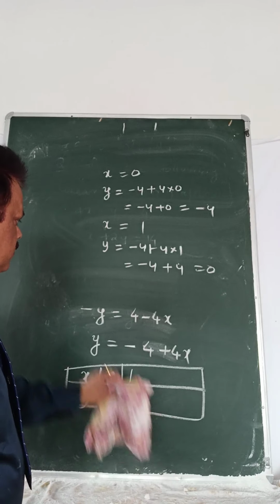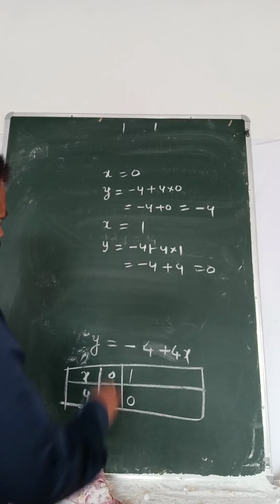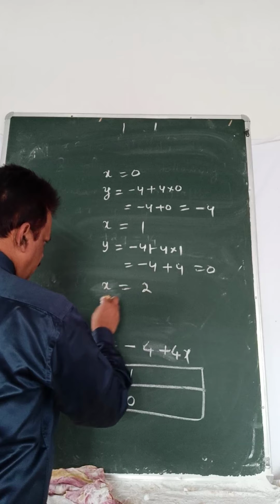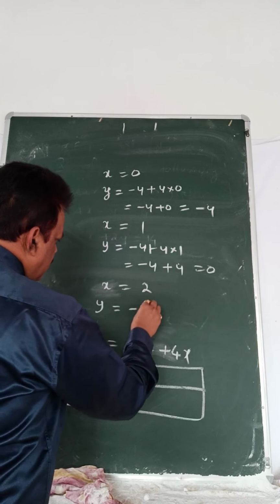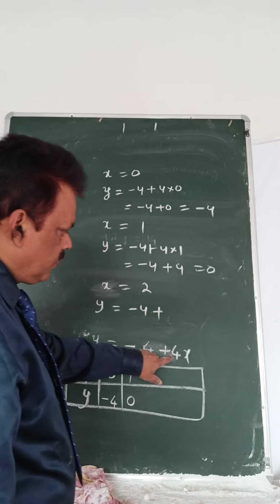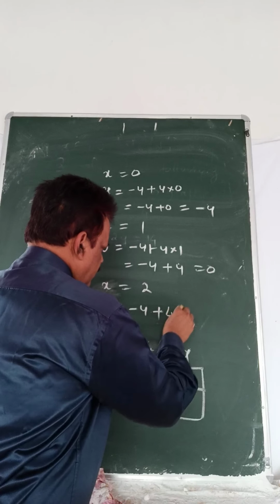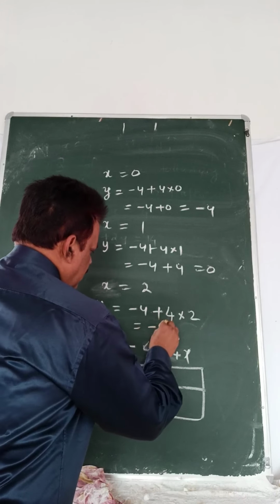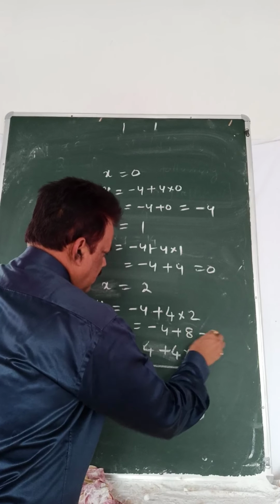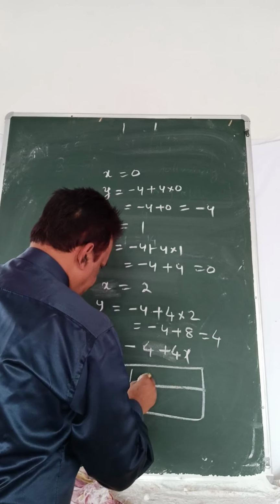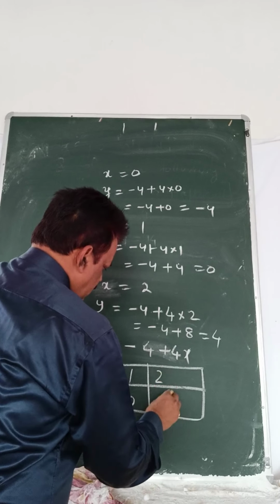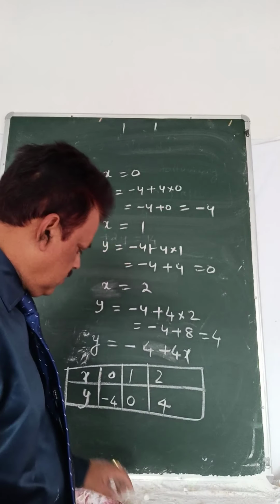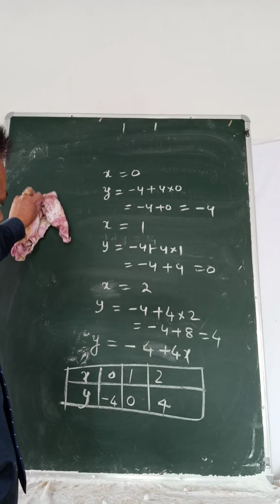You can take one more. Suppose x equals 2. Y will be minus 4 plus 4 into 2. 4 into 2, how much will you get? Minus 4 plus 8, 8 minus 4 is 4. So you have 3 points. You can draw a straight line. So go to the second equation.